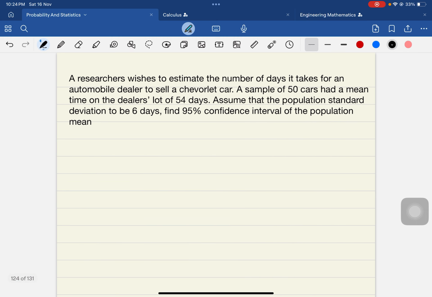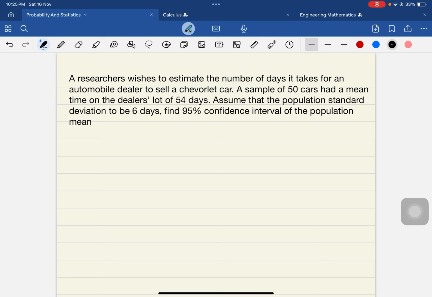Let us now do one more problem on this. A researcher wishes to estimate the number of days it takes for an automobile dealer to sell a Chevrolet car. A sample of 50 cars, which means it is a large sample, had a mean time on the dealer's lot of 54 days. The mean is also given. Assume that the population standard deviation is 6 days. A 95% confidence interval is asked.